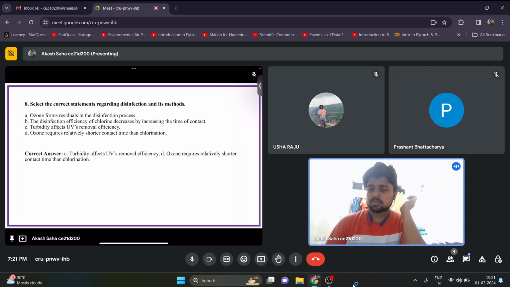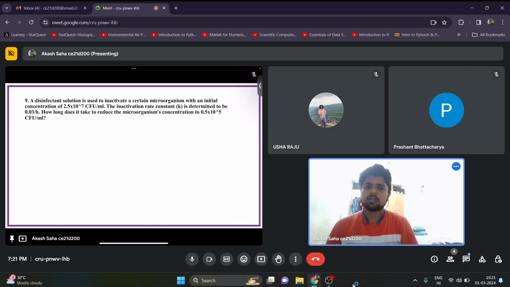Whereas if you see the disinfection efficiency with chlorine, it increases with increasing the contact time. And turbidity definitely affects the UV removal efficiency because some part will be used up by the turbidity or the suspended particles. And then if ozone is there, it requires relatively shorter time than chlorination. So it is also correct. So both options C and D are correct.